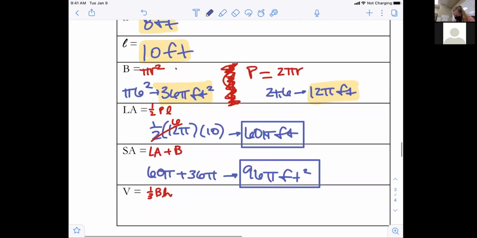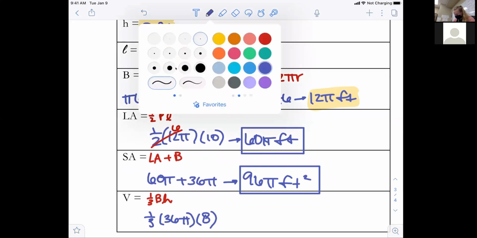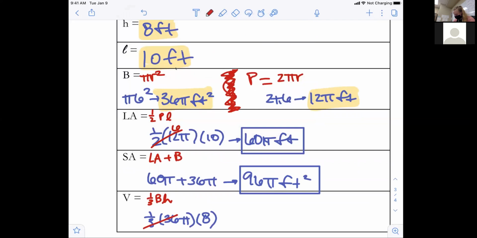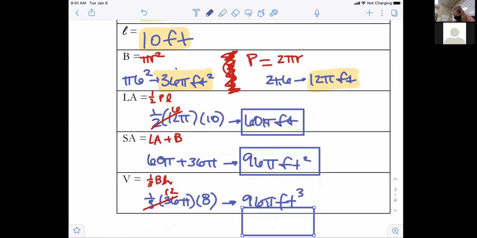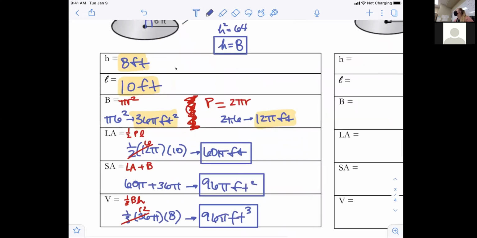And then last, volume is 1/3 base, which is 36 pi, times height, which is 8. 36 divided by 3 is 12, and 12 times 8 is 96. So I've got another 96 pi. This time it'll be feet cubed. Okay. All right, I'm going to be quiet for a minute. I want you to try the next one.